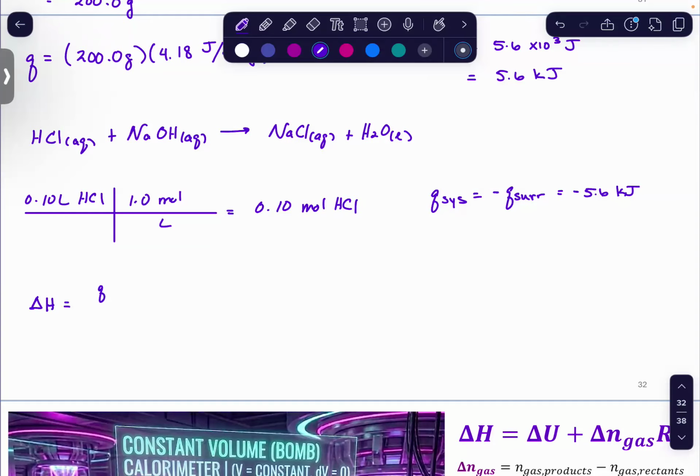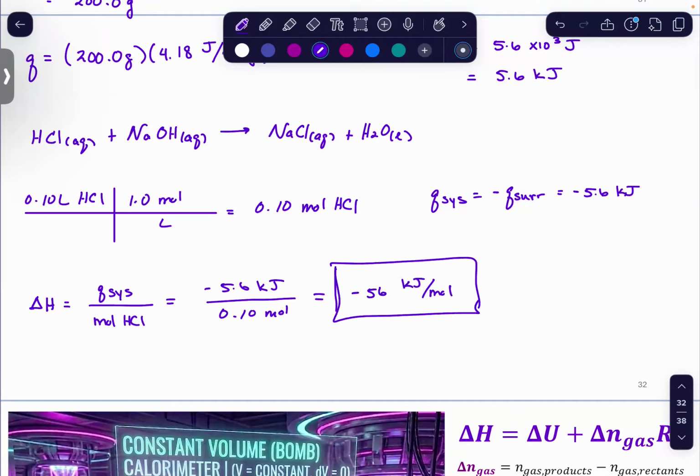Okay, so our delta H is going to be the Q of our system over our moles of HCl, or negative 5.6 kilojoules over 0.10 moles, and our delta H is going to be negative 56 kilojoules per mole. Now, I said this time it didn't matter. We could just divide by the 0.1 moles because they're both equal.